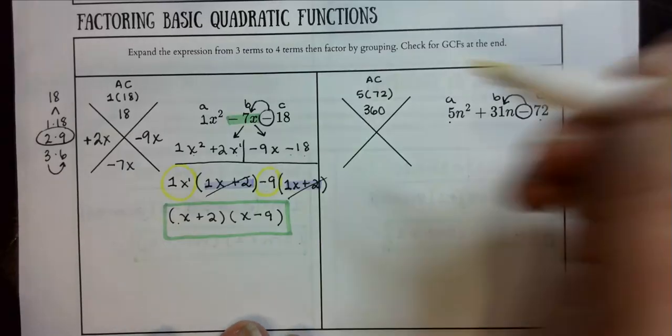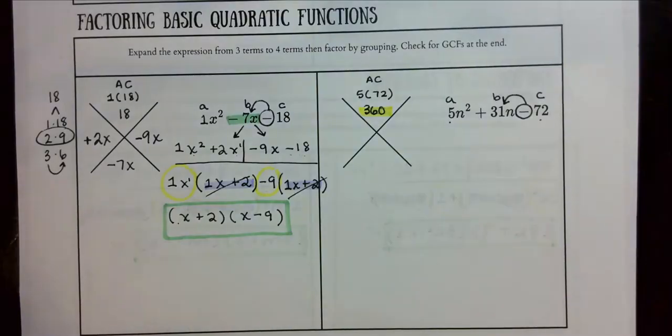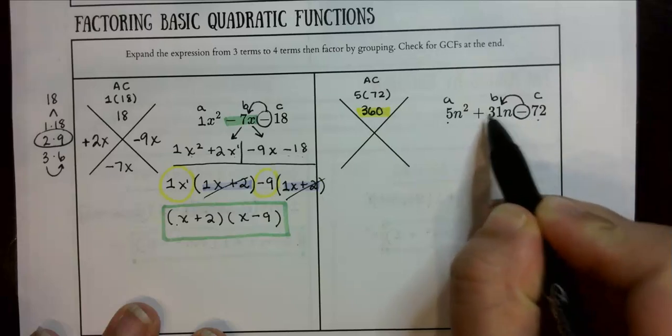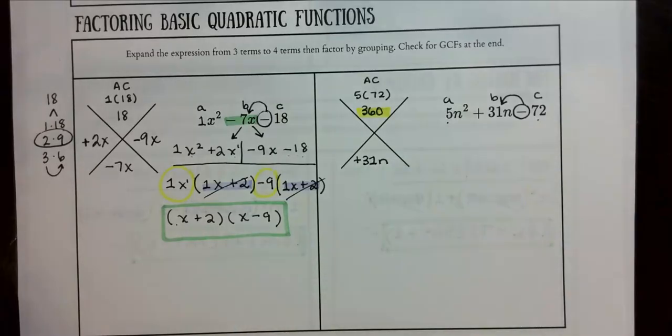360 is a pretty big number. So we need to find all the numbers that multiply to be 360, so we can then find numbers that subtract to be a positive 31. All right, I'm actually going to pause this and list my values.